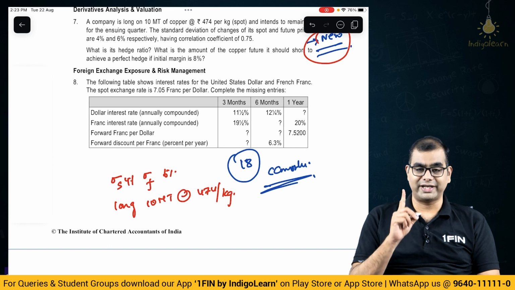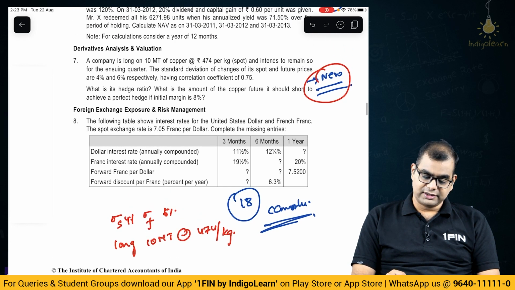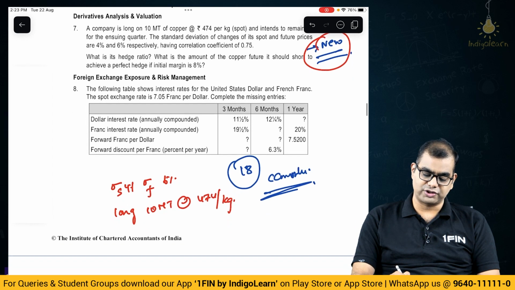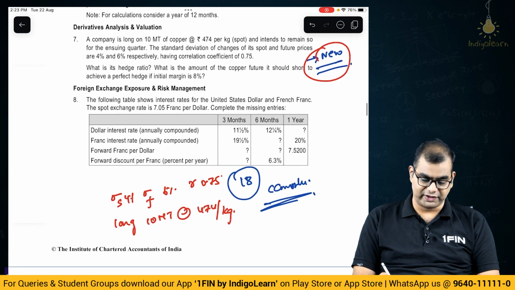How many kgs make a ton? 1000 kgs make a ton. Okay, then the standard deviation of change of its spot and future price are 4.6%, and they have a correlation coefficient of 0.75. So, correlation 0.75. Then what is its hedge ratio? What is the amount of copper future it should short in order to achieve a perfect hedge ratio?